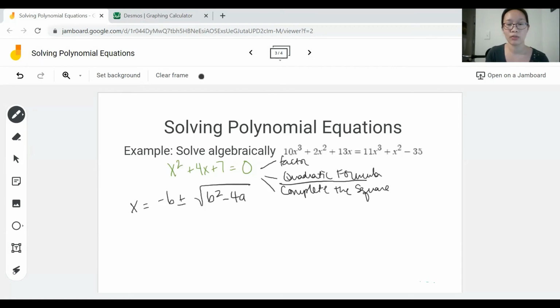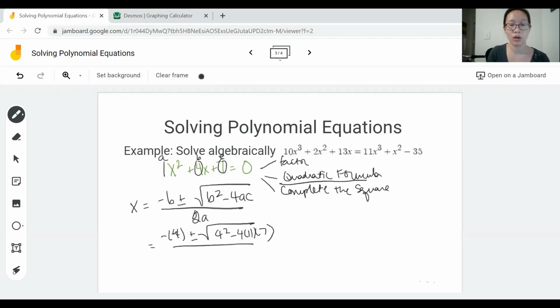So it's negative b plus or minus the square root of b squared minus 4ac, over 2 times a. My a is 1, my b is 4, and my c is 7. So then I can substitute that in as negative 4 plus or minus the square root of 4 squared minus 4 times 1 times 7, all over 2 times 1. And that's negative 4 plus or minus the square root of 16 minus 28 over 2, which then is negative 4 plus or minus the square root of negative 12 over 2.